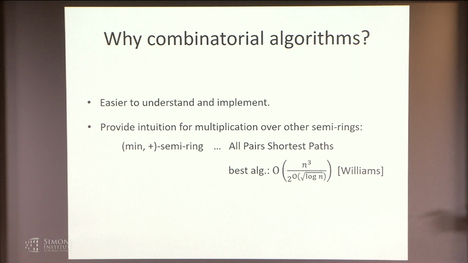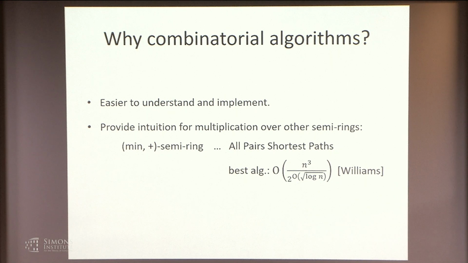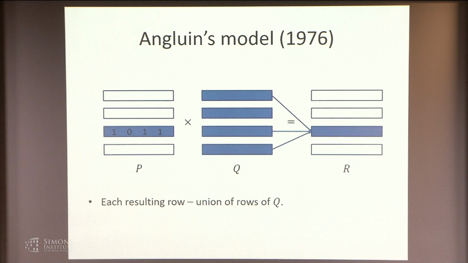And the best algorithm is the algorithm by Ryan, which does n cubed over 2 to the big O of square root of log n. So we get a much better algorithm for all pairs shortest path than the combinatorial algorithms get for Boolean matrix multiplication, but still we don't get even a truly sub-cubic algorithm. So it's a reasonable question to understand these combinatorial algorithms, whatever they are.